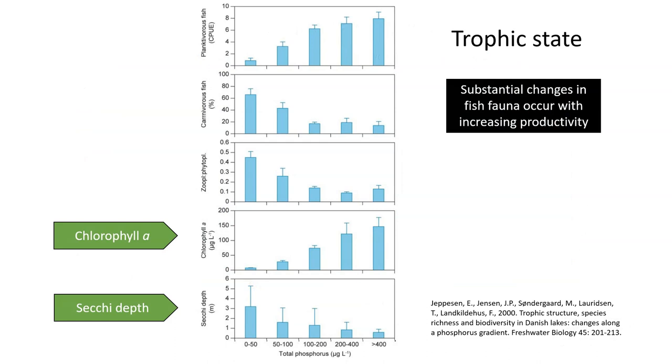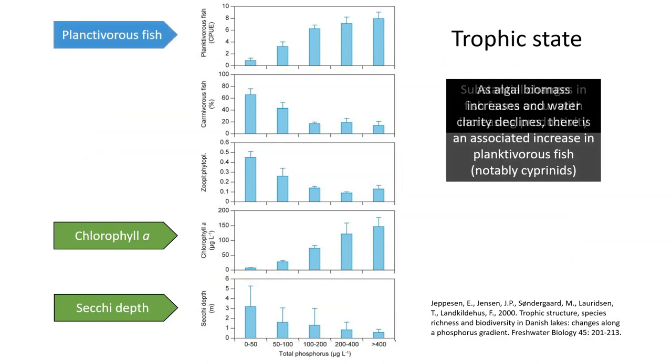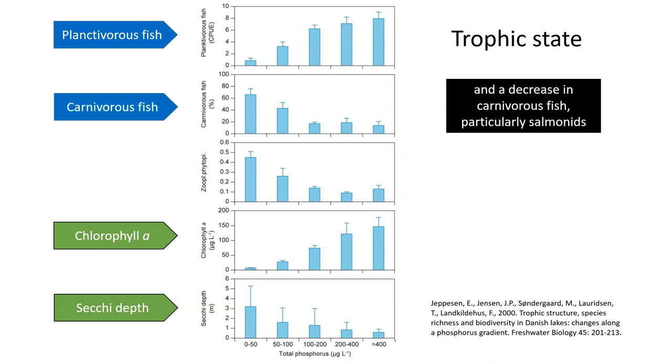Substantial changes in fish fauna occur with increasing productivity. As algal biomass increases and water clarity declines, there is an associated increase in planktivorous fish, notably cyprinids, and a decrease in carnivorous fish, particularly salmonids.